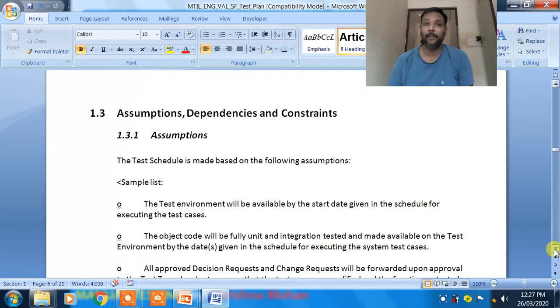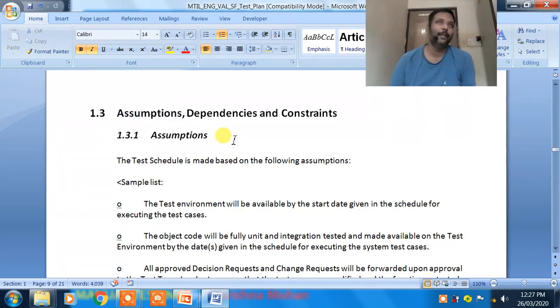Then this is very important: what are the assumptions, what are the dependencies, and what are the constraints? There is a small difference between these three things, and most people get confused. Assumptions means we assume that something is true and we will be doing the testing.